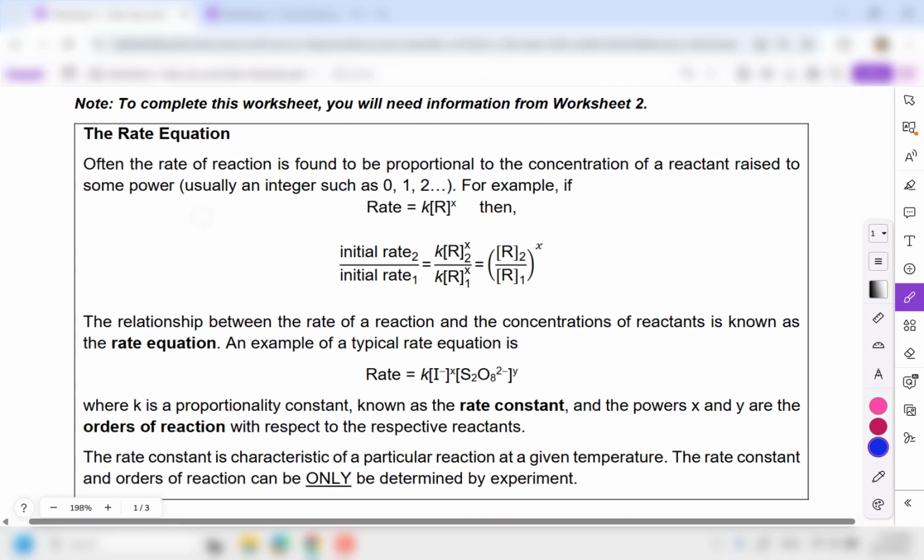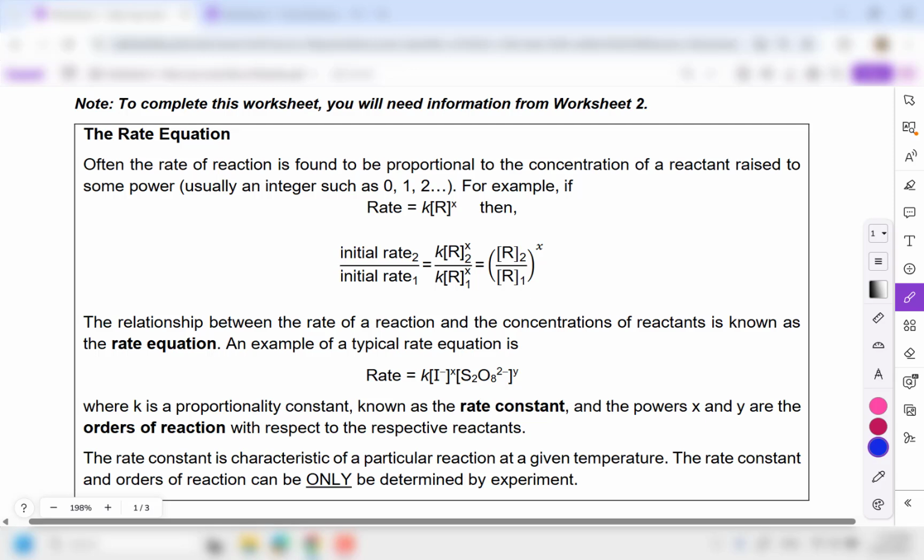Over here you were told the rate equation. The rate of a reaction is found to be proportional to the concentration of a reactant raised to an appropriate power. These are usually integers, but not always the case. Usually the ones you encounter for A levels are 0, 1, or 2. But fractional order is possible. Negative orders are also possible.